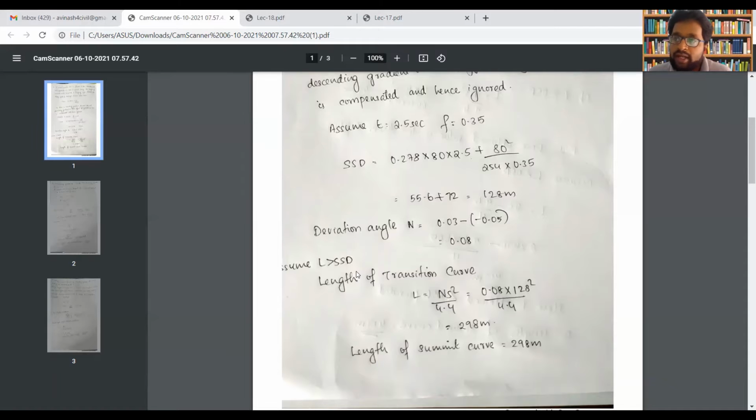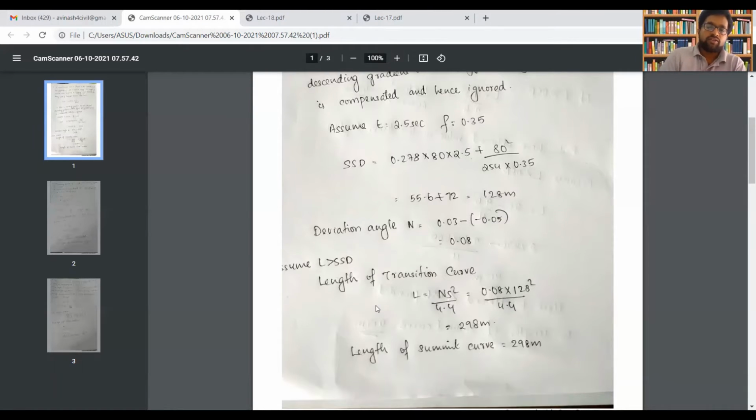If the value obtained is greater, which is according to our assumption, you can continue with your design. This is the general procedure. You have to go for any one assumption because there are two formulae available for calculating the length of transition curve. One for the length greater than stopping sight distance and another one for a length less than the stopping sight distance. So without assuming anything, you won't be able to continue. Proceeding, you are assuming that length is greater than the stopping sight distance.